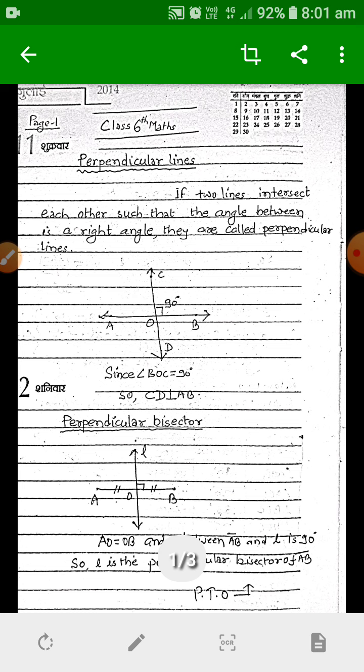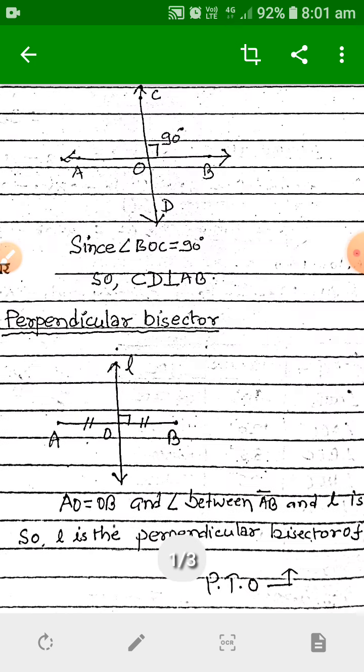Second one is perpendicular bisector. A perpendicular bisector is a line which bisects another line perpendicularly. That means the second line is divided into two equal parts.